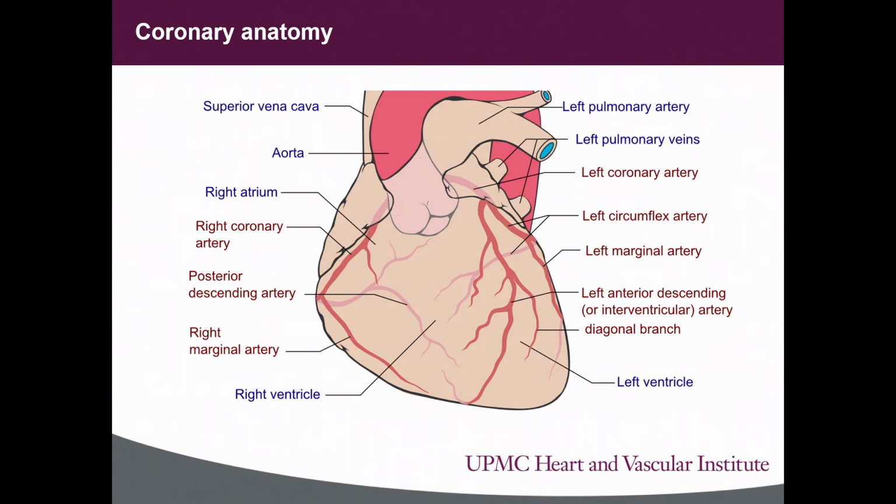On the right side, we have the right coronary artery, which comes off the right coronary cusp in normal individuals. That continues on, and if the patient is considered to have a right dominant system, that gives off the posterior descending artery branch. If they have a left dominant system, the PDA comes off the circumflex.